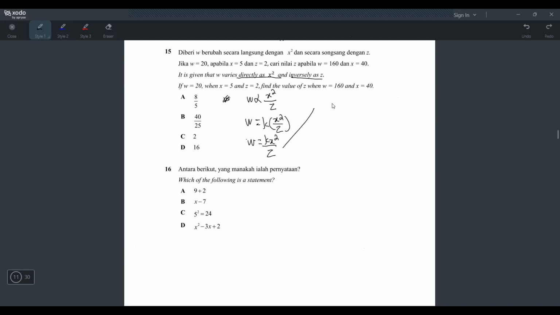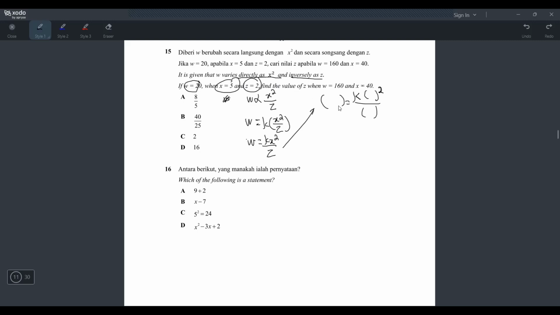And then the next step is to find K. How to find K? If you want to find K, you need to have x, you need to have your z, and you need to have your w. Okay, and don't forget the x got square one. So they mostly will give you one: w is 20, x is 5, z is 2, and then they want to find the value of z when w is 160, x is 40. Okay, when you want to find K, you will not ganti this first, because you want to ganti the complete information. If you ganti w and x only, you only have here and here. You don't have here, so you can't find K. You need to ganti yang tiga other, means complete information.